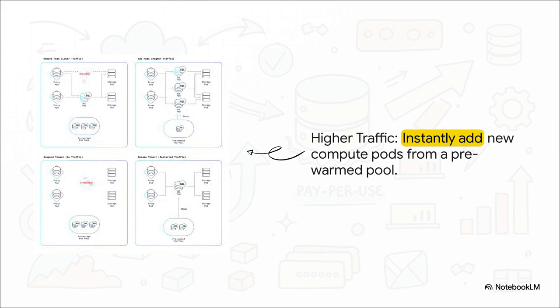Well, the system responds instantly. It starts stamping out these new compute instances, you can think of them as little worker pods, from a pool that's already warmed up and ready to go. Because they're already waiting in the wings, the database can absorb that massive, unexpected traffic spike in just a few seconds, without even breaking a sweat.